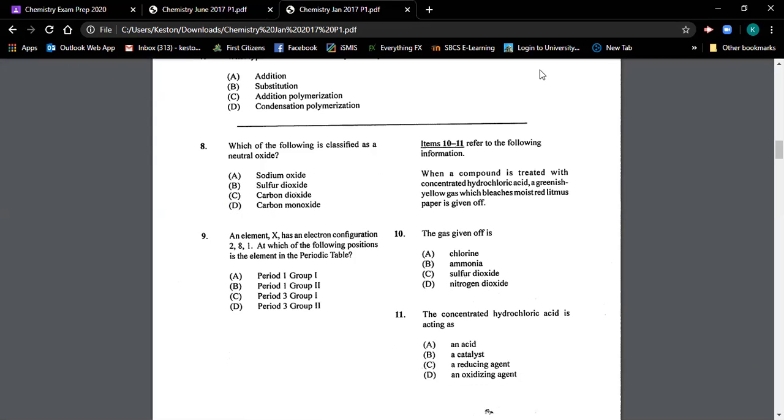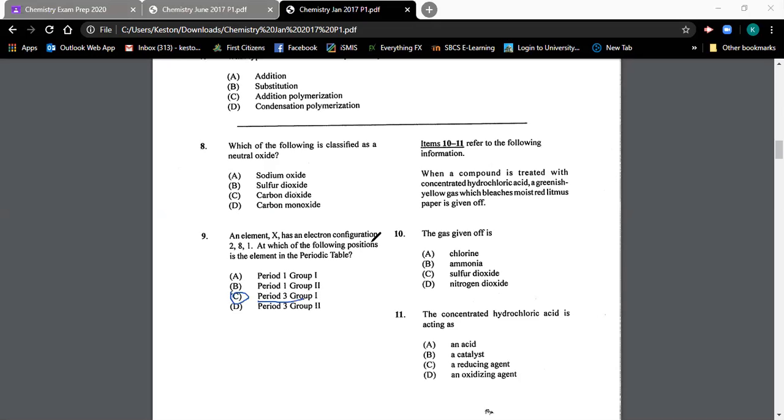9. An element X has an electronic configuration 2, 8, 1. At which of the following positions is the element in the periodic table? Right, so period 3, group 1, C.